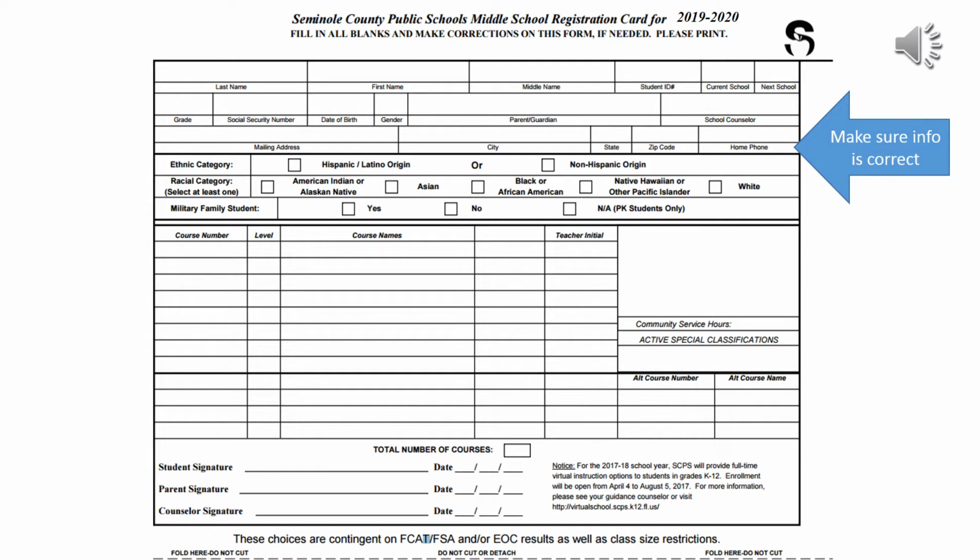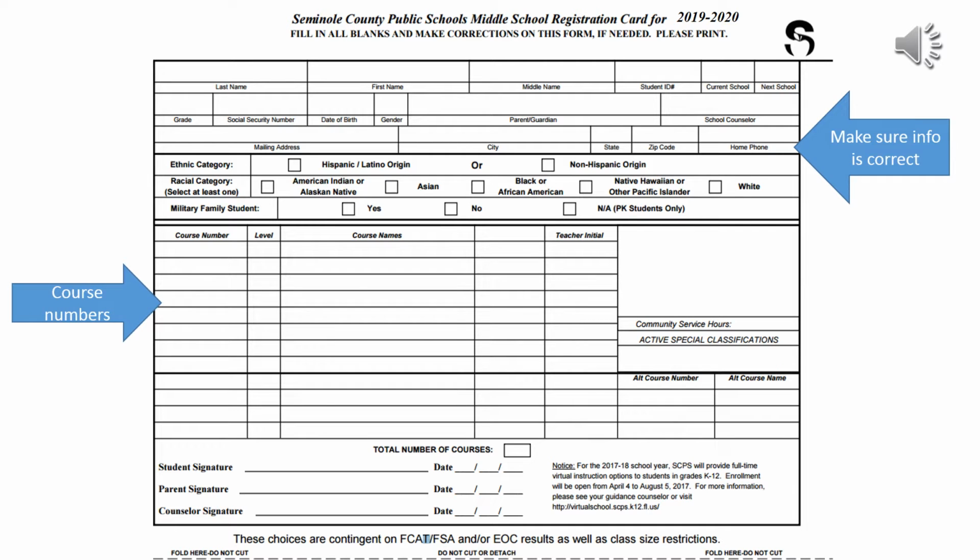Take a look at the top of your registration card. Be sure that your name, parent's name, address, and phone number are correct. If there is something that is incorrect, please draw a line through the wrong information and write the correct information in the space available. Make sure that your ethnic and race categories are correctly identified. If one or both of your parents are active in the military, please check yes to indicate that you are a military student.